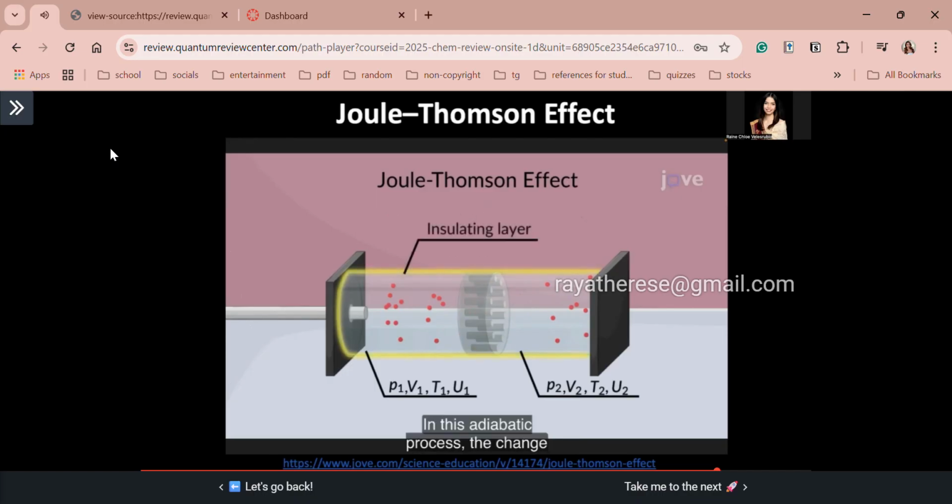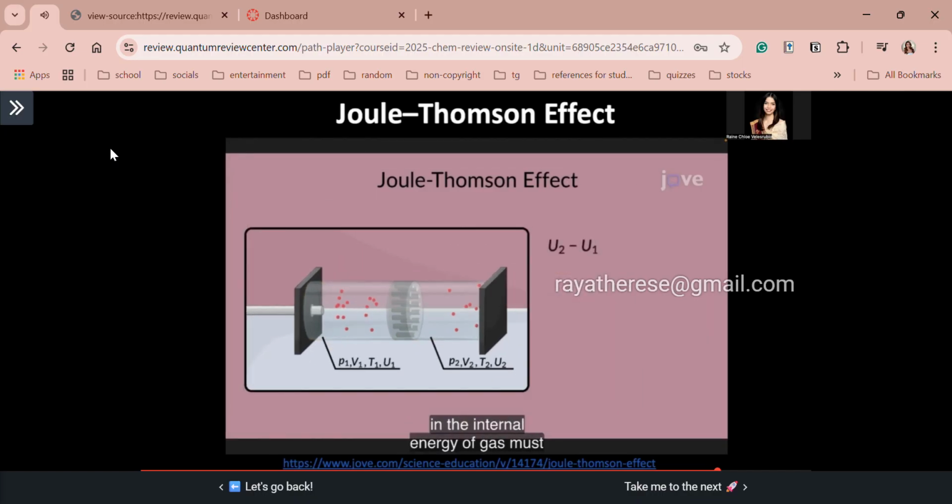In this adiabatic process, the change in the internal energy of gas must equal the work done on the gas minus the work done by the gas. Rearranging the terms shows that enthalpy is conserved. The change in temperature with pressure at constant enthalpy is defined as the Joule-Thomson coefficient.